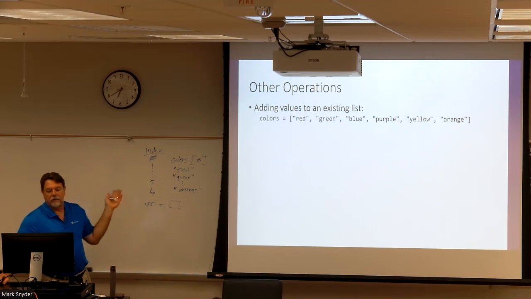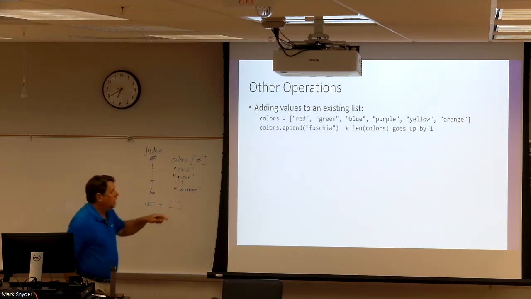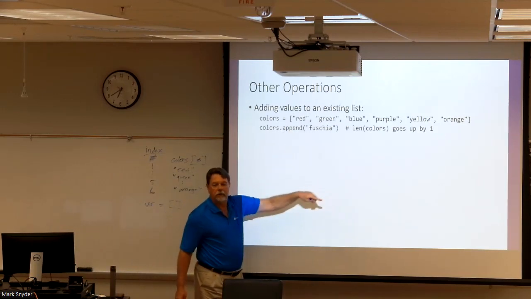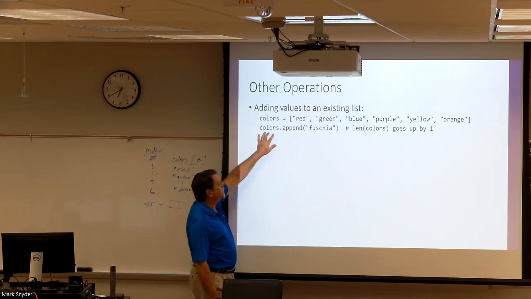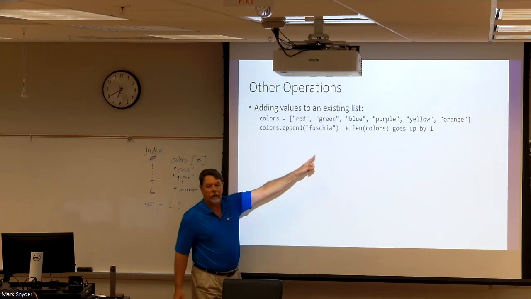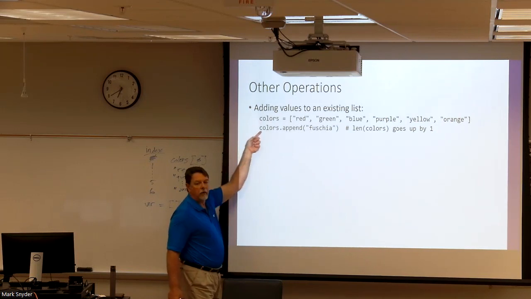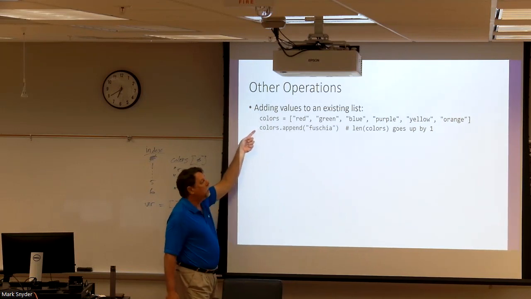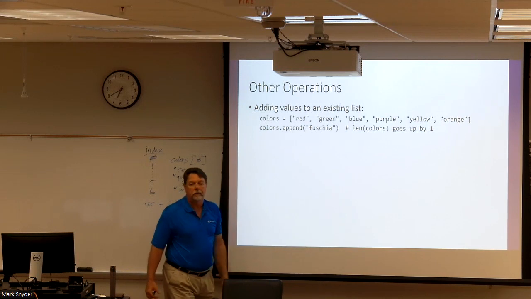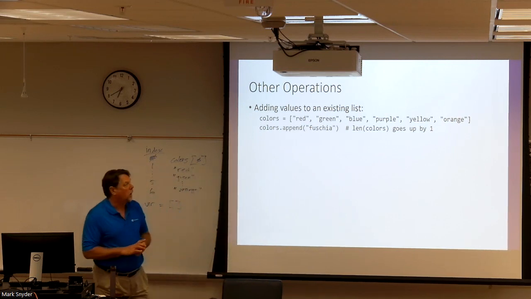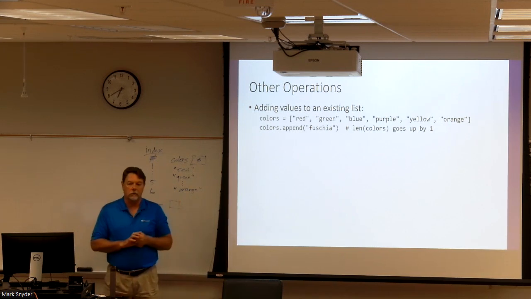So if I've got this list of 6 colors from the previous example, I can say append, and I can append another element to the end. So after I execute this, the length goes up by 1. It was 6. Now it's 7. And array values 0 through 6 will work now. And colors sub 6 will give me fuchsia.